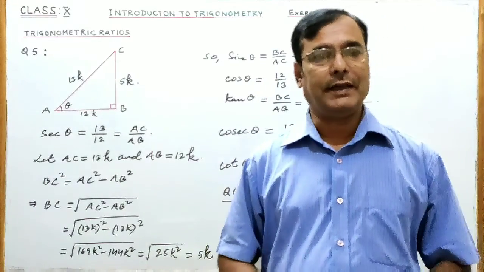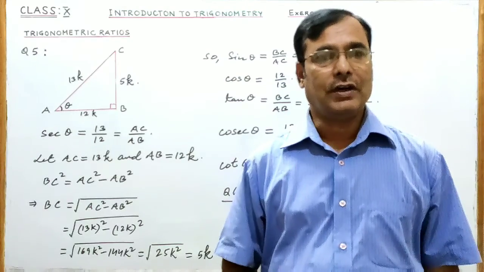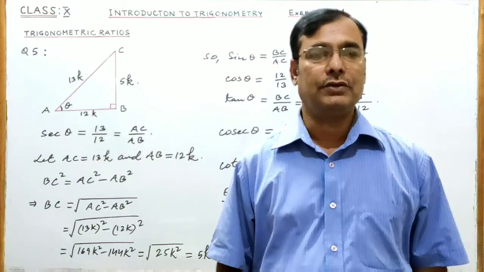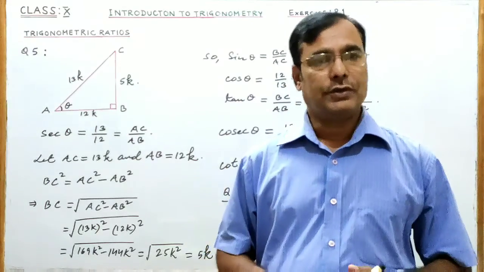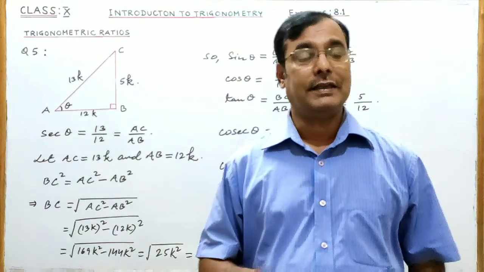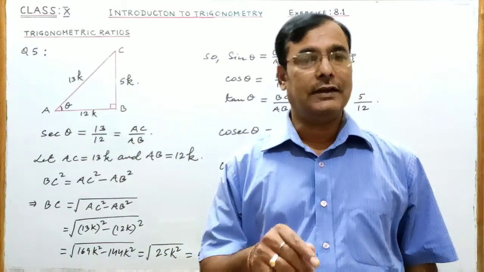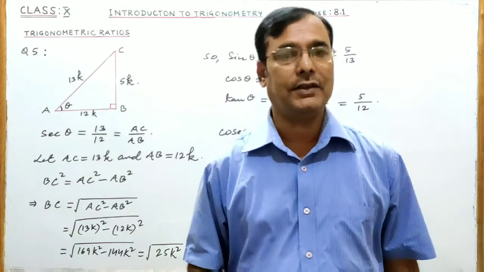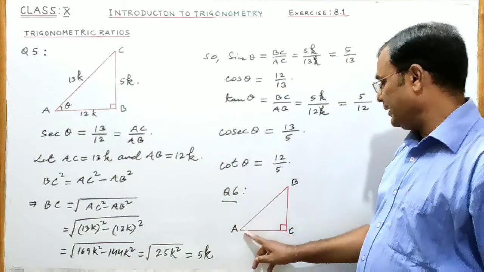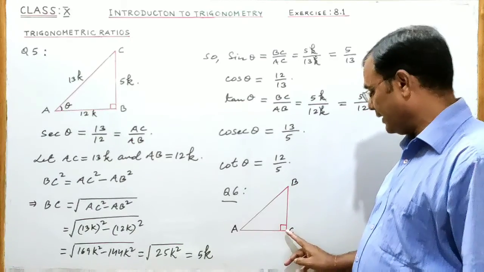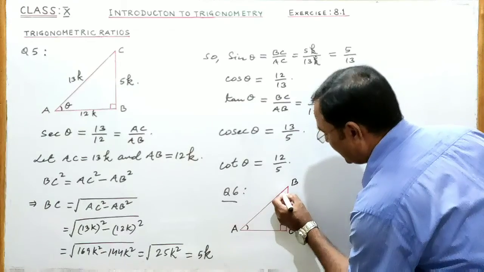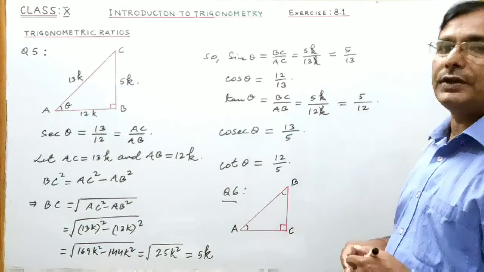If angle A and angle B are acute angles such that cos A is equal to cos B, then show that angle A is equal to angle B. In this question, let us consider a right triangle ABC right angled at C, in which angle A and angle B are acute angles as shown in this figure. In this figure, triangle ABC is a right angle triangle right angled at C, and angle A and angle B are both acute angles.